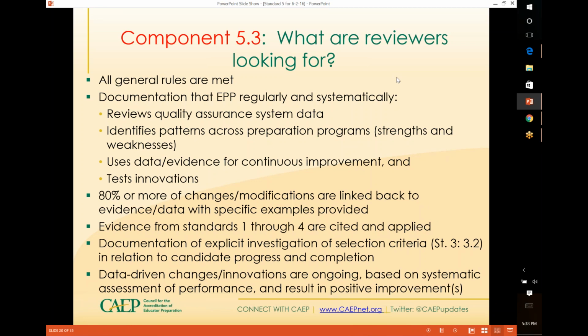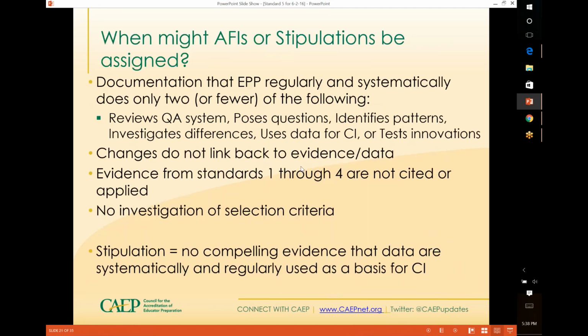And so if you're now putting together your evidence for 5.3, I'd look to make sure that you've got something to show for each one of these things in terms of what reviewers are looking for. This is based on that CAEP rubric for Component 5.3 that appears in the accreditation handbook. That is the rubric that will be used by reviewers to look at your evidence in Component 5.3. So when might AFIs or stipulations be assigned? Well, again, AFIs are weaknesses.